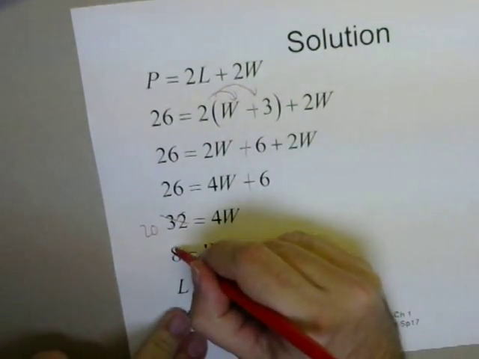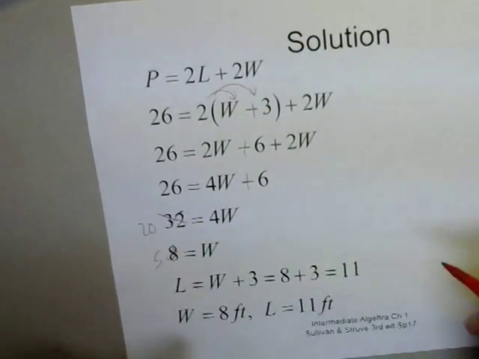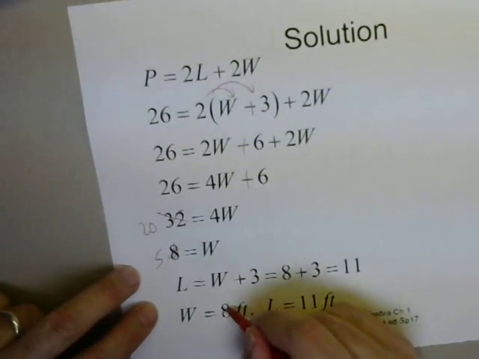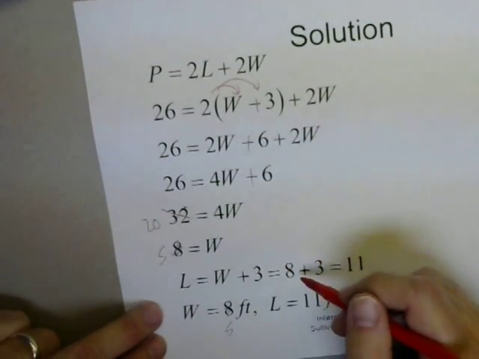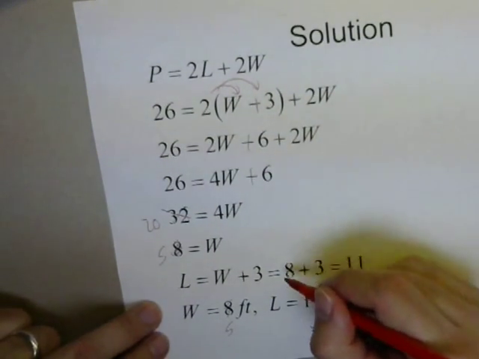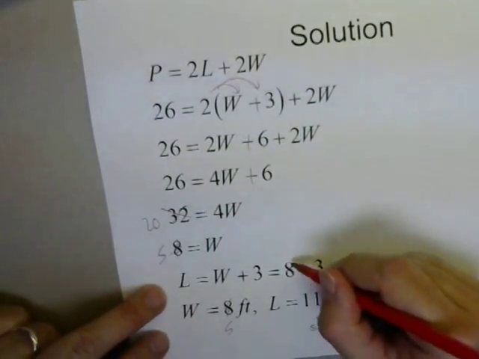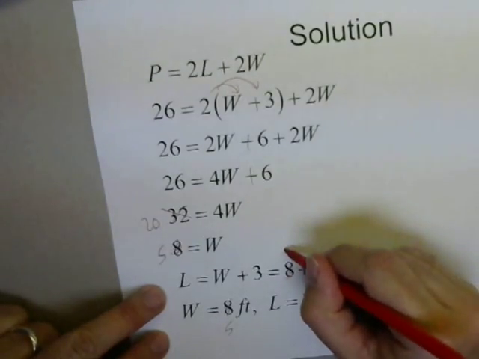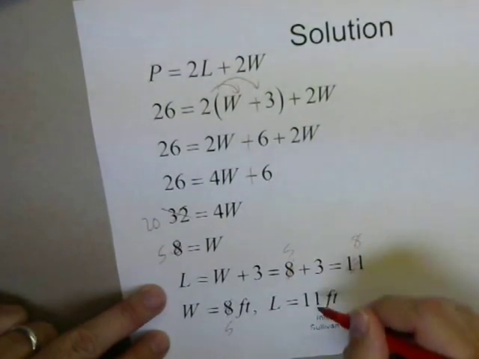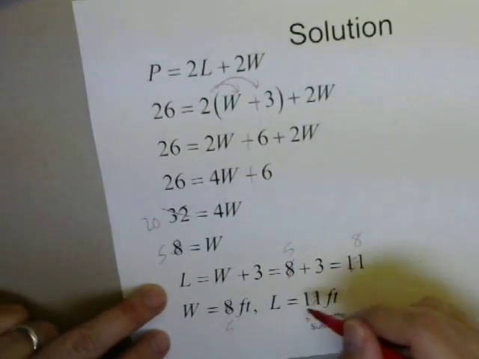And then dividing both sides by 4, I'd get the width is 5. So the width would be 5 here. And then the length would be 3 more, right, which would be 8. So this would be 5 plus 3, or 8. And then don't forget your units, right? This would be 5 feet and 8 feet.